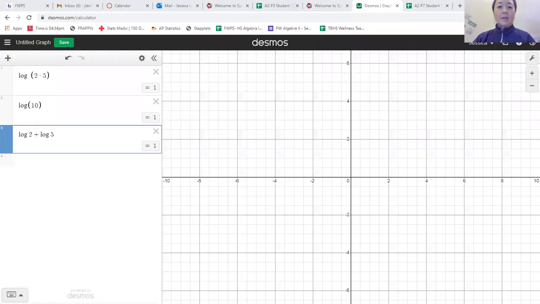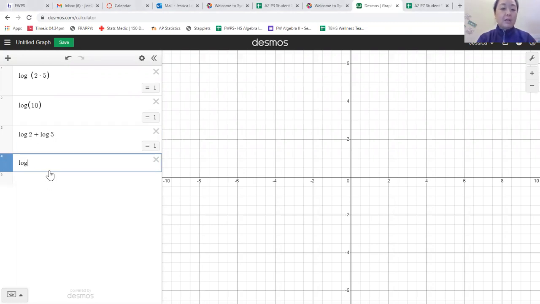All right. So if you notice right here, I got Desmos. Look at this. So log of 2 times 5 is 1. Well, also log of 10 is 1. So they're the same thing. And the log of 2 plus the log of 5 is what? 1. Here's my little sweet proof to show, yes, it's true. It works. And you could do that with any of these numbers.